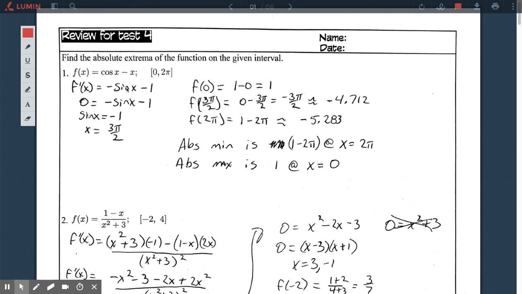So derivative of cosine is negative sine. Derivative of negative x is negative 1. Set it equal to 0. I move the sign to the left. Sine is negative 1 at x equals 3 pi over 2.